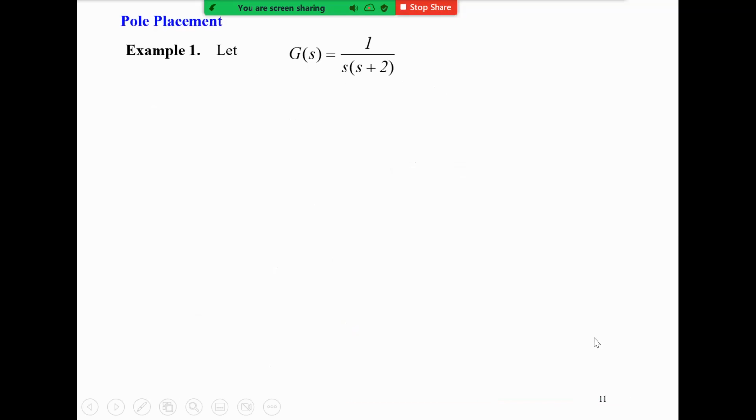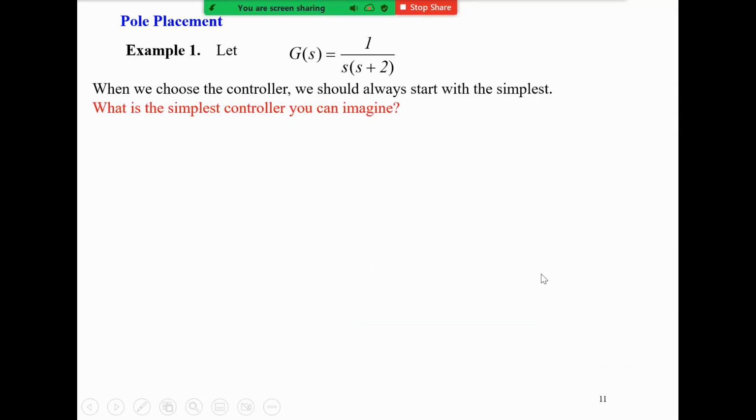Okay, let's first look at one specific example. Here we have a first order system. Is the system stable or unstable? Because this one has an integrator, we know an integrator is not stable, right? All the poles have to be on the left half of the plane. So when we choose a controller, we should always start with the simplest one. What is the simplest controller you can imagine? Proportional, right? The controller transfer function is a constant gain.